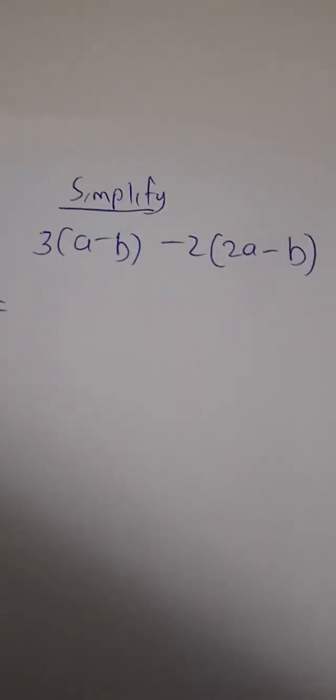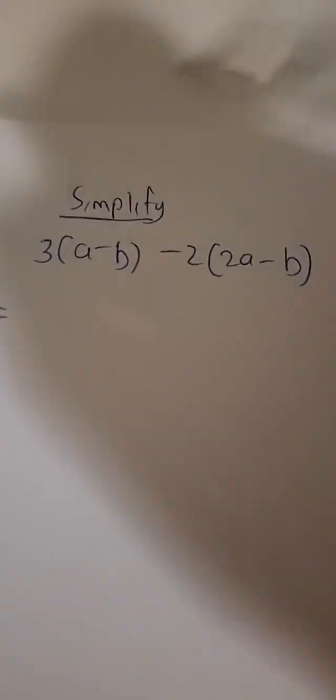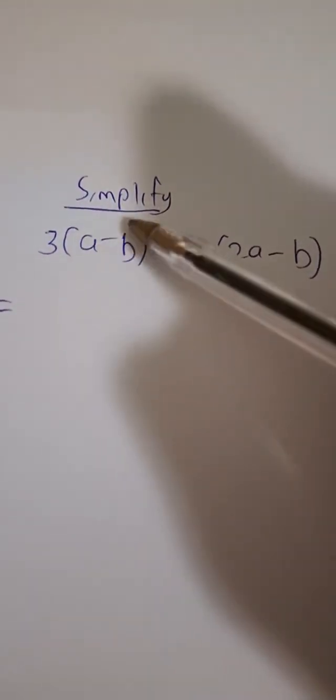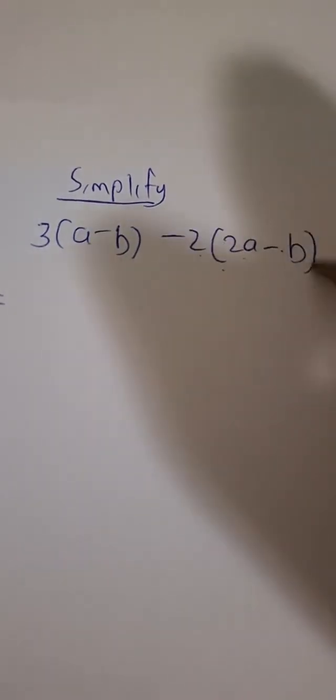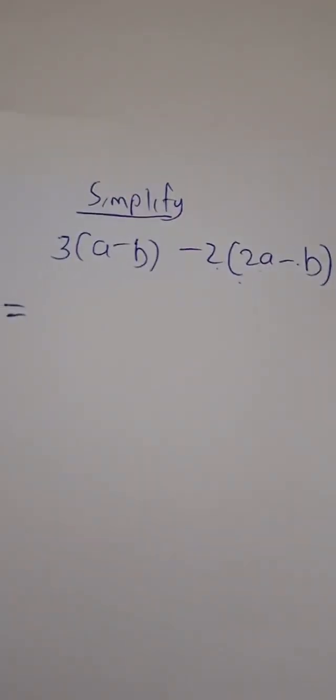How many terms are in this expression? Let's see, people. This is 3 brackets a minus b close brackets minus 2 brackets 2a minus b close brackets. How many terms are in this expression?